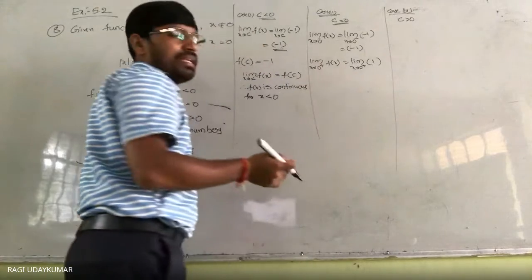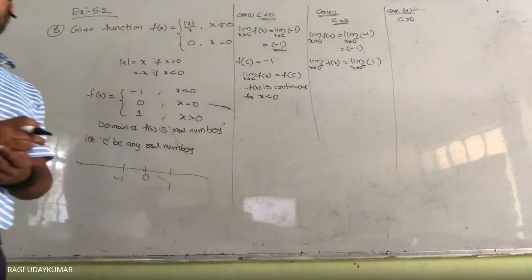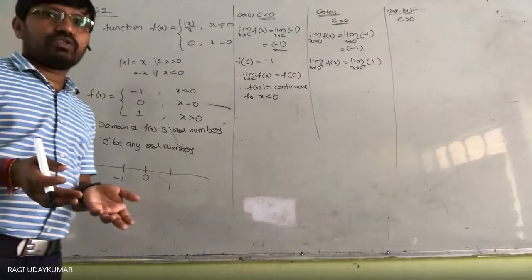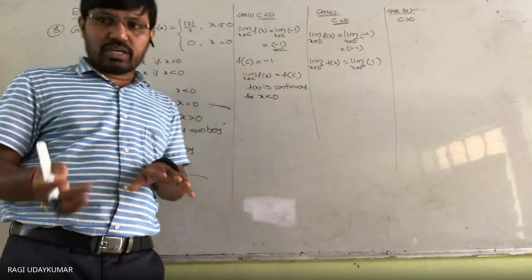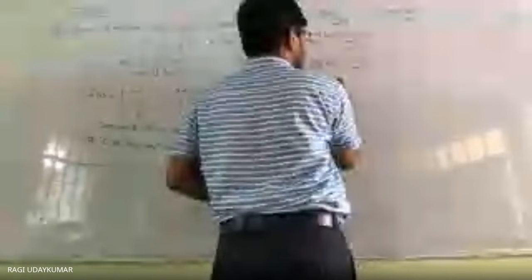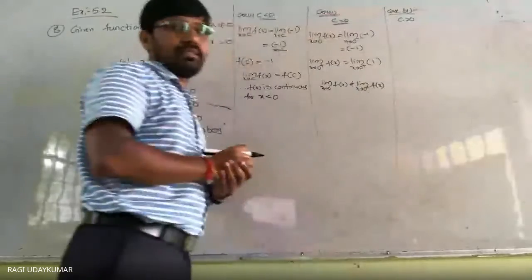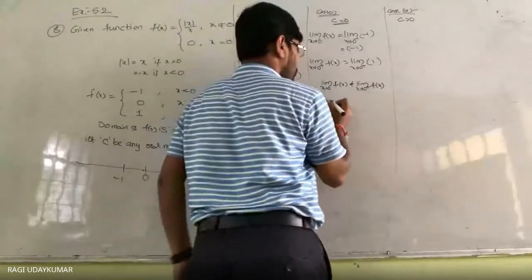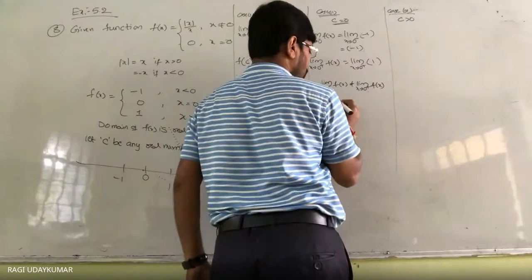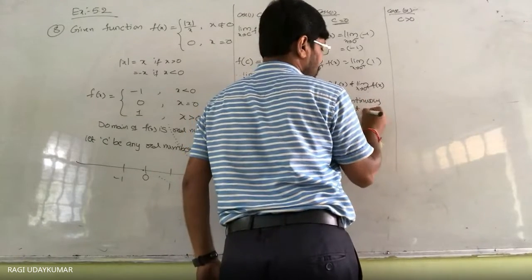The limit as x tends to 0 minus is not equal to the limit as x tends to 0 plus. So the left hand limit and right hand limit do not coincide, so it is not continuous. Therefore, as the limit as x tends to 0 minus of f of x is not equal to the limit as x tends to 0 plus of f of x, f of x is discontinuous at x equals 0.